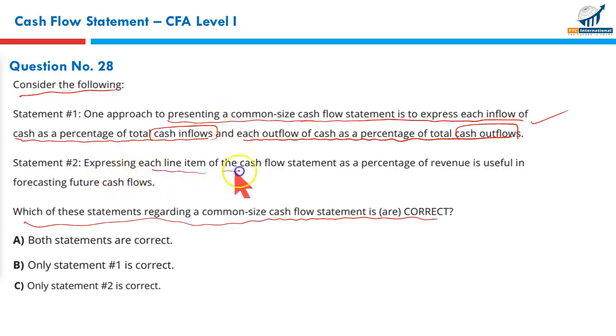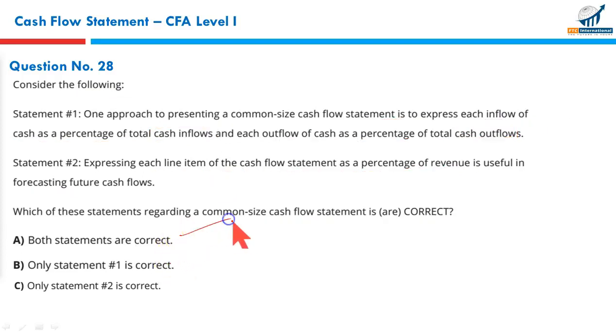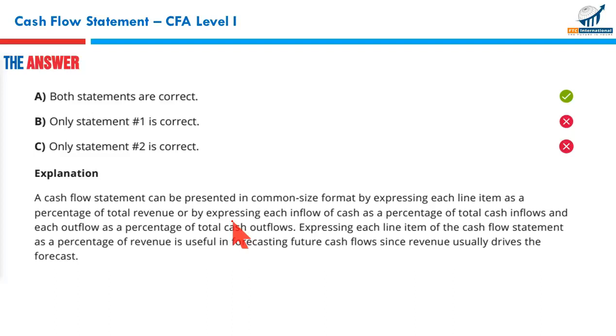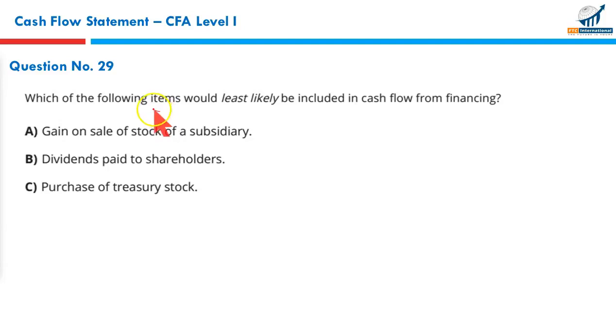Statement 2. Expressing each line item of the cash flow statement as a percentage of revenue is useful in forecasting the future cash flows for the company. We can take revenue as our base and we can express all the elements in the cash flow statement as a percentage of revenue. This is also one of the acceptable formats of drawing up a common size cash flow statement. If you've read your theory, you would know. So these are the two allowed and both of these are correct. Both are allowed formats of preparing a common size cash flow statement. Next, which of the following items would least likely be included in the cash flow from financing?